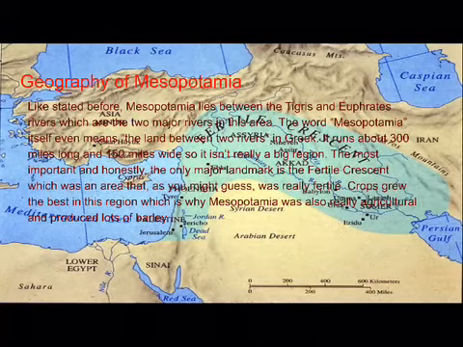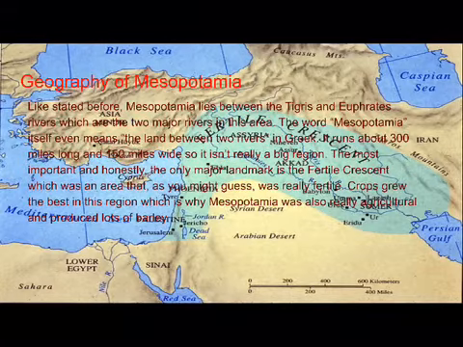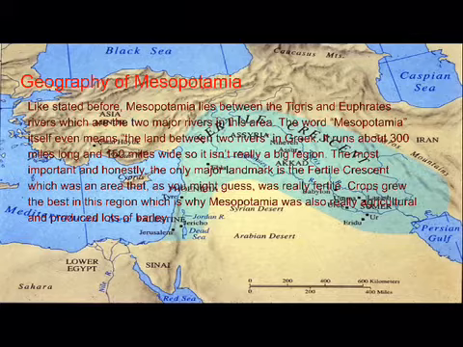Anyway, getting back on topic, let's go ahead and discuss the geography of Mesopotamia. So like stated before, Mesopotamia lies between the Tigris and Euphrates, which are 2 major rivers in the area, and really the only 2 rivers in the area, let's be honest. The word Mesopotamia itself even means the land between 2 rivers in Greek, as stated in the first slide of this video, if you were paying attention. And the whole area itself runs about 300 miles long and 150 miles wide, so it isn't really a big region. The most important and honestly the only major landmark is the Fertile Crescent, which was an area that, as you might guess, is really fertile.